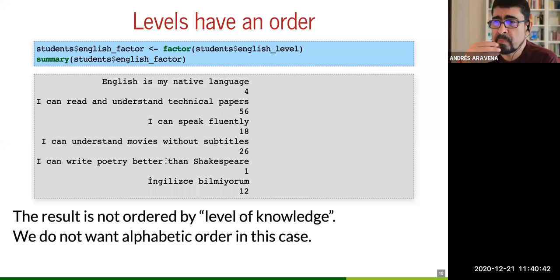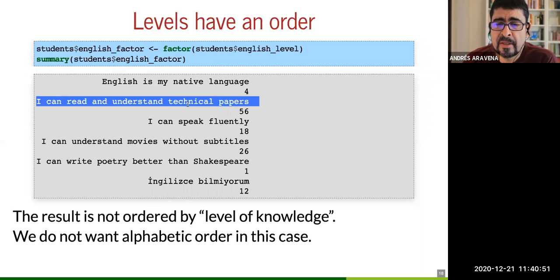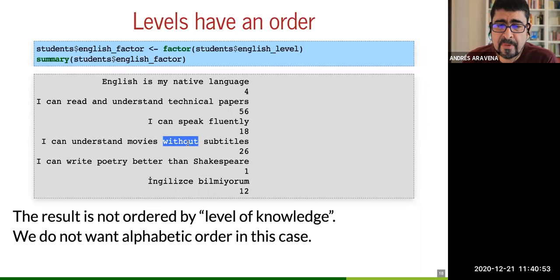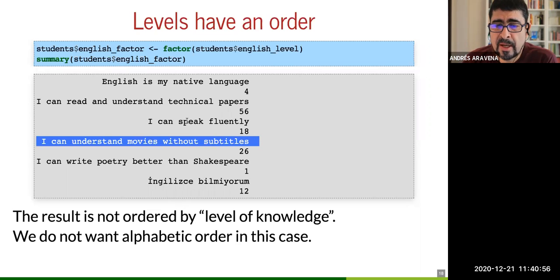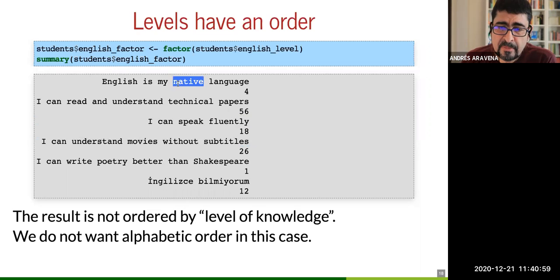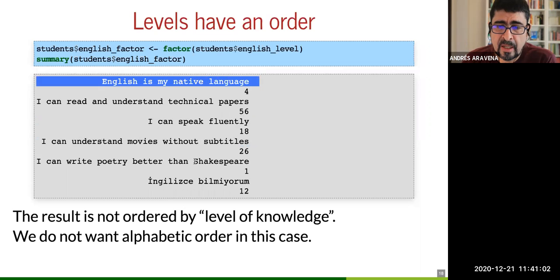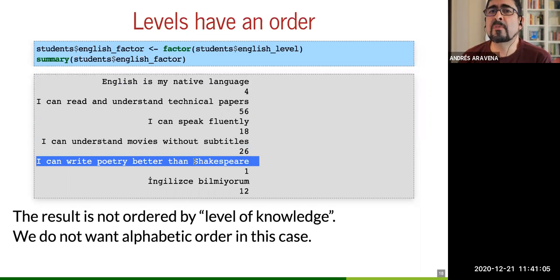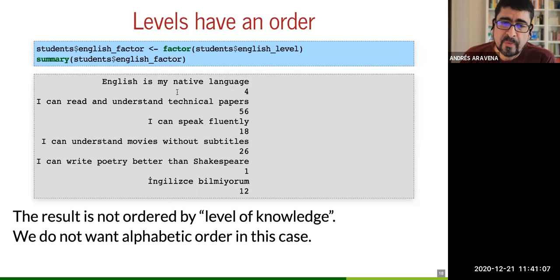Yes. Now, the problem that we have here is that you start with English is my native language, but there is an order here. I don't know if you remember, but the minimum level was English Bilmiorum. Then the second was I can read and understand technical papers. The third is I can understand movies without subtitles. Then I can speak fluently. Then English is my native language, and I can write poetry better than Shakespeare. That was the highest level, no? So as you see, this is sorted alphabetically. When we choose the levels, they were sorted alphabetically, and it's not always what we would like to do.